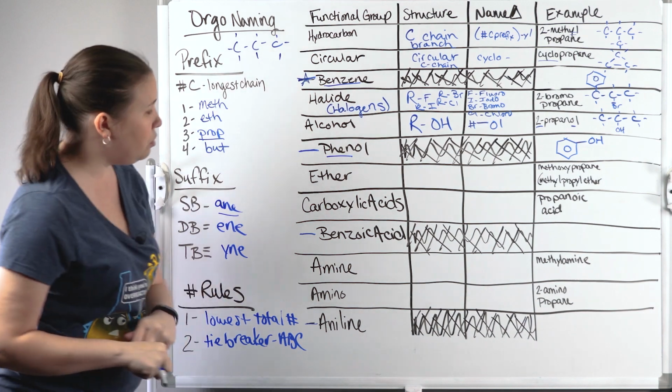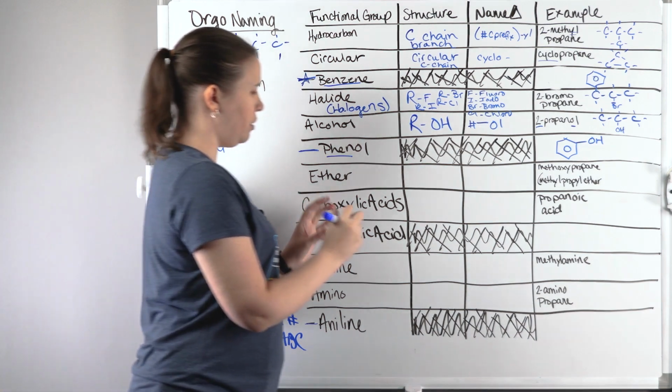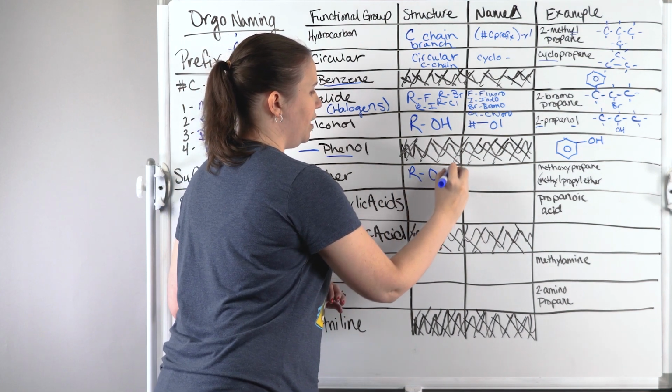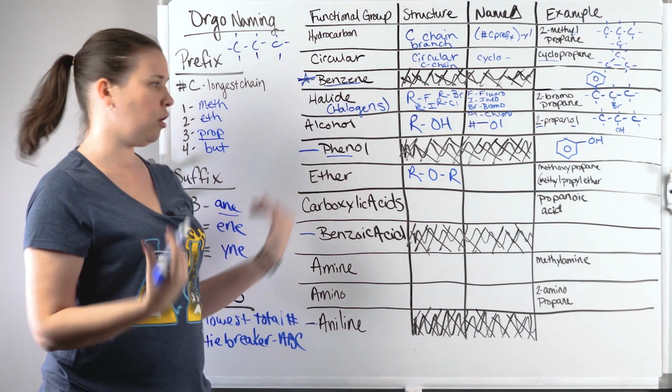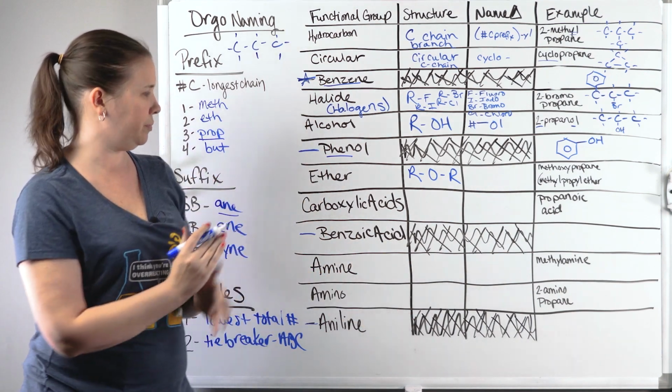All right, moving on to a new functional group, an ether. So with an ether, you have your carbon chain with an oxygen interrupting it, meaning you have carbon on either side of the oxygen. Oxygen just dead in the middle.